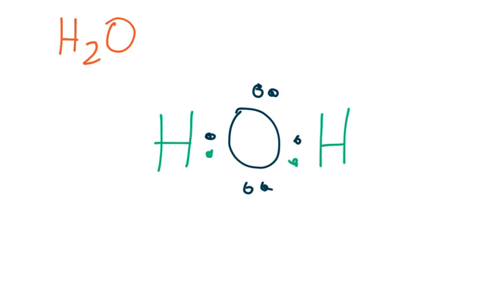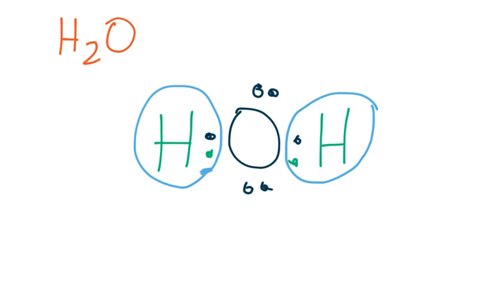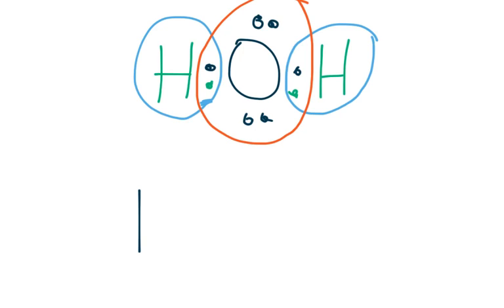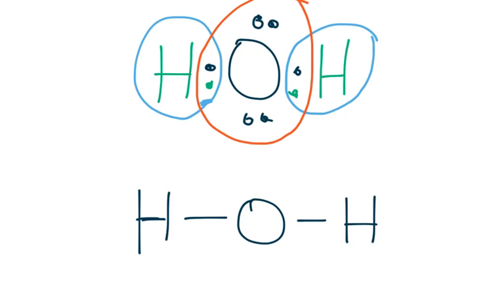I'm following the rules here. These guys are sharing electrons, 1 from each. The hydrogen has 2, so he's happy. This hydrogen has 2, so he's happy. This oxygen has 8, so he's happy. That's really what you're doing with these single covalent bonds. To make a structural formula, remember we just replace the shared pairs with lines.